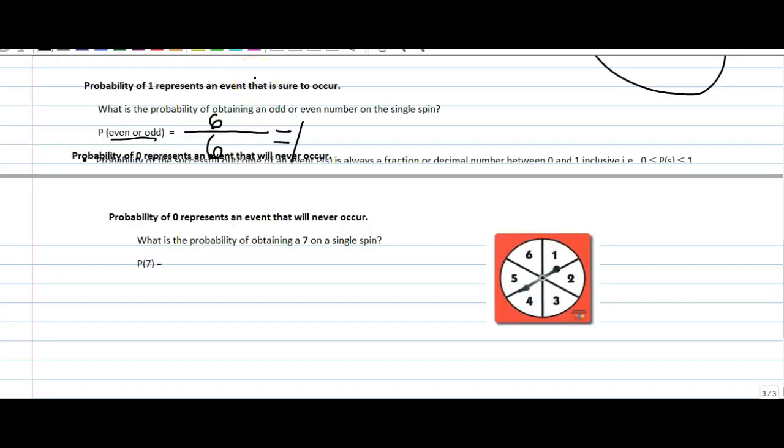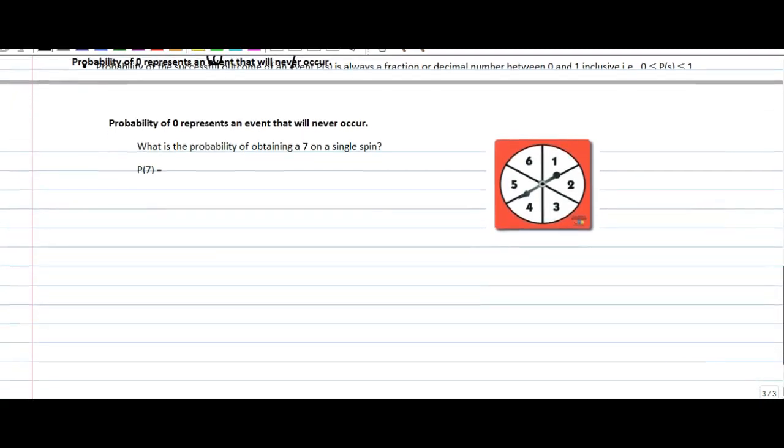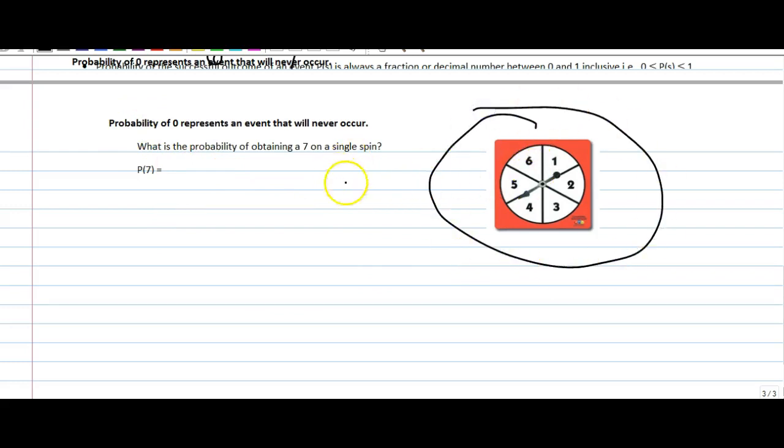A probability of 1 represents an event that is sure to occur, whereas a probability of 0 represents an event that will never occur. Again, we're using the spinner as an example. So what's the probability of attaining a 7 on the single spin if this is our spinner? Well, there is not a 7 on this particular spinner.